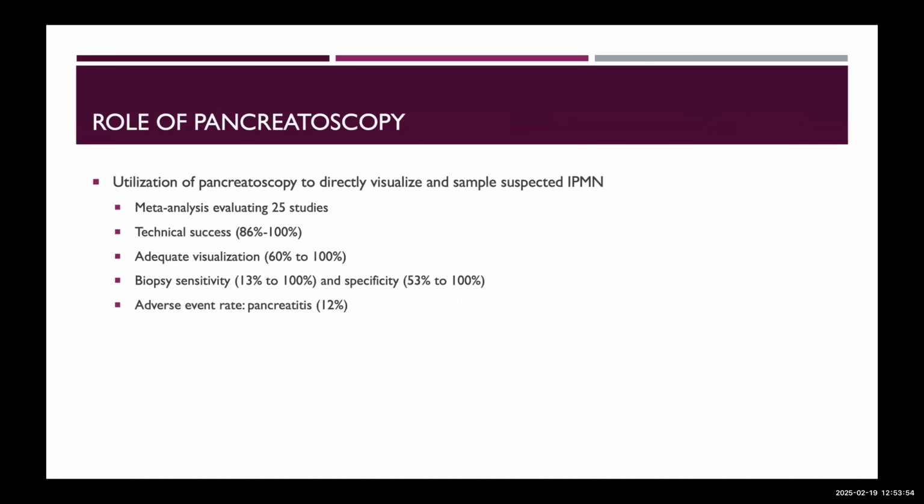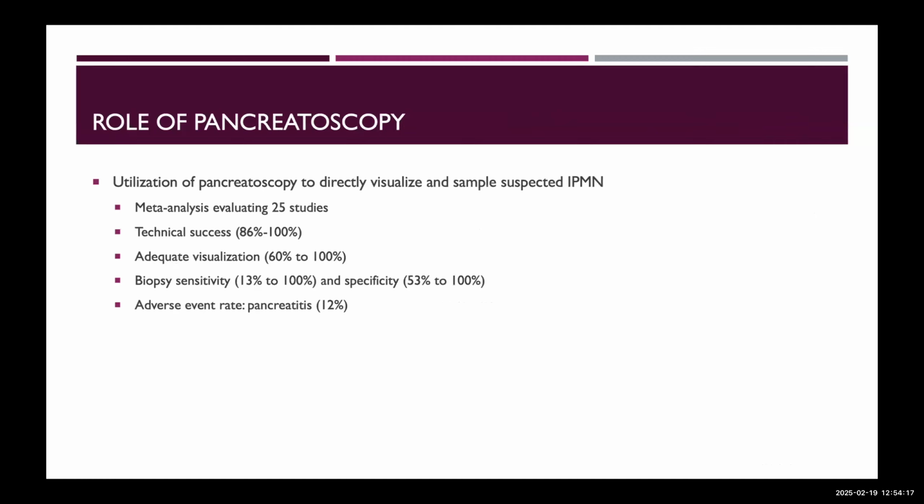Lastly, one can use pancreatoscopy to directly visualize and sample the suspected IPMN. So aside from doing an ERP, which is cannulating the pancreas duct and sucking fluid out with a cannula, you can actually put a camera inside and evaluate the pancreas duct, take targeted biopsies of any sort of papillary lesions, suck out the fluid, and so on and so forth.